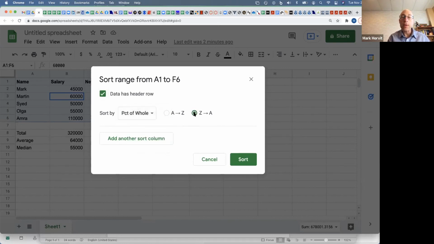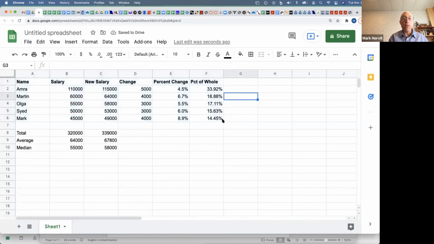I want to sort by percent of whole, my new column. And I'm going to sort biggest to smallest. You don't have to. I just usually do. So I pick my column and I pick my sort, in this case, largest to smallest. I hit sort. And now it puts the pieces of pie together. And we see that 1/3 of all the salaries going to one person. That's a pretty useful figure for a story, that 1/3 of all the salary goes to one person.